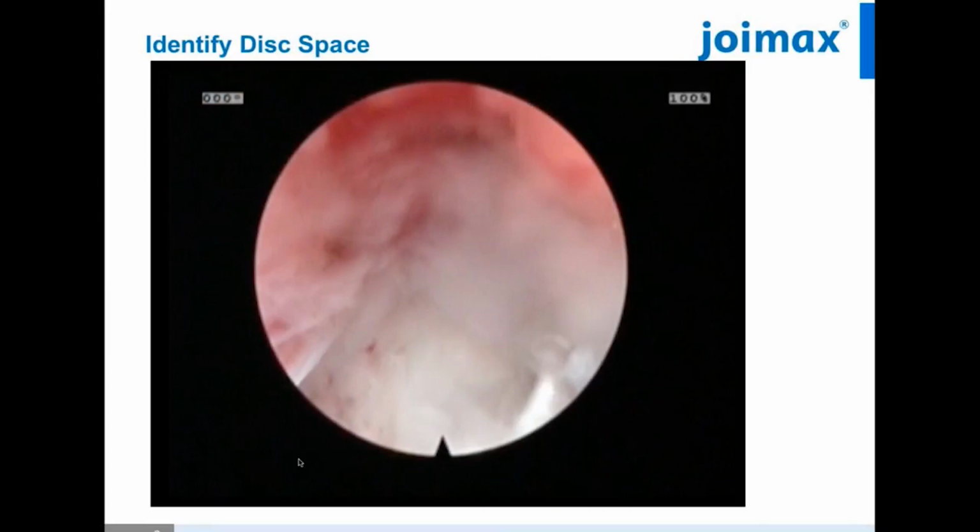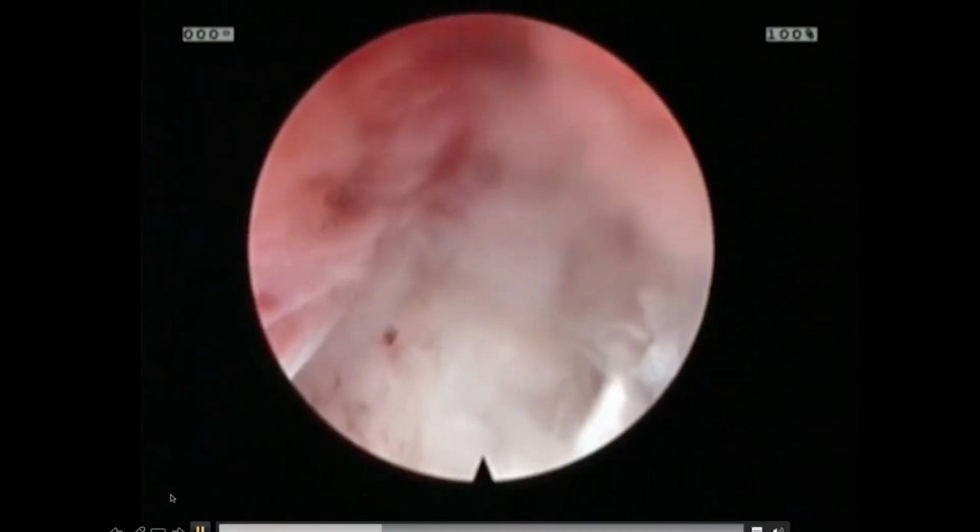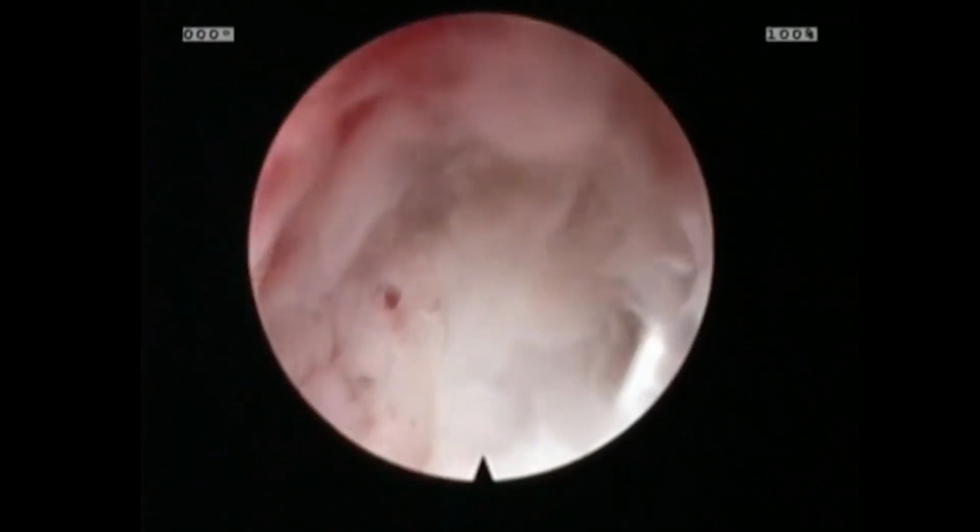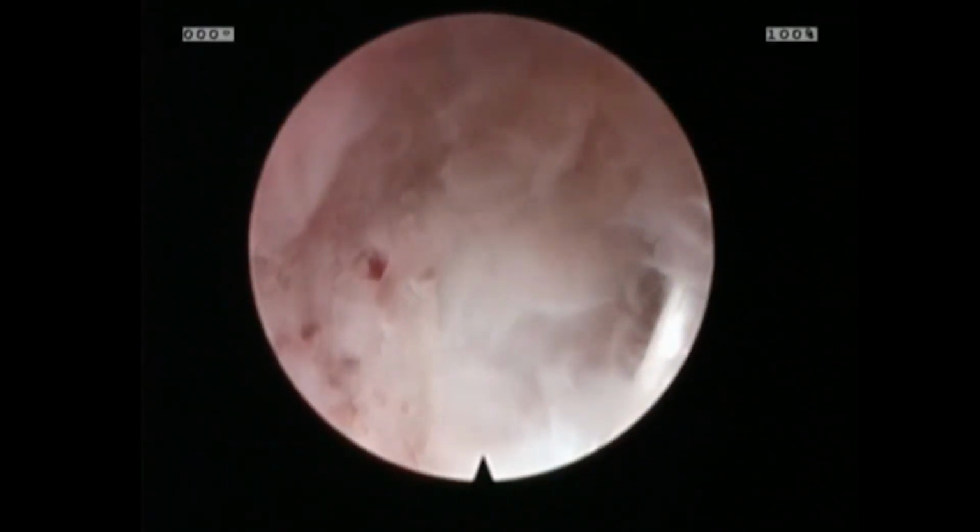The traversing nerve root is at 8 o'clock, traversing up to 12 o'clock, and we're looking to, right there is the disc space.